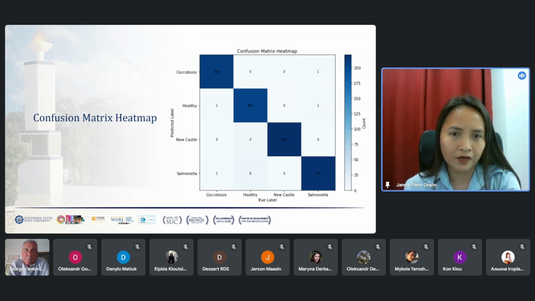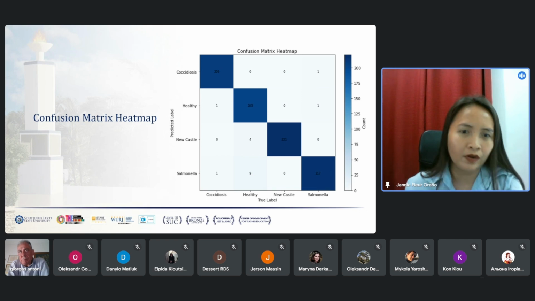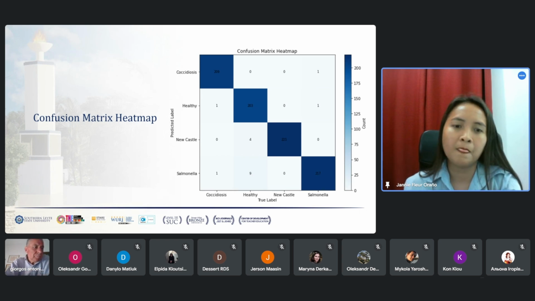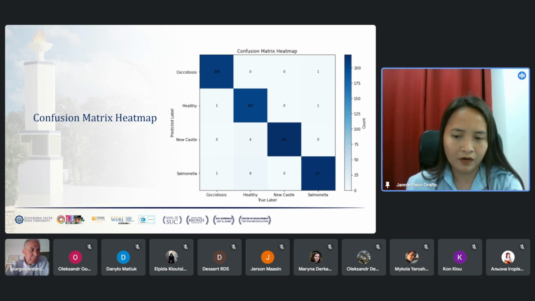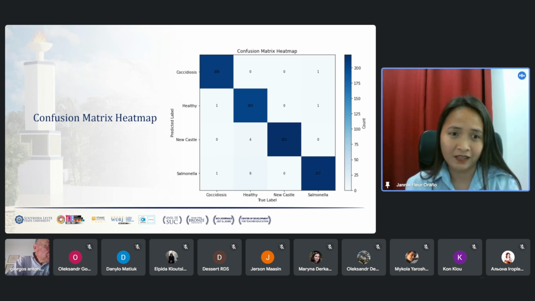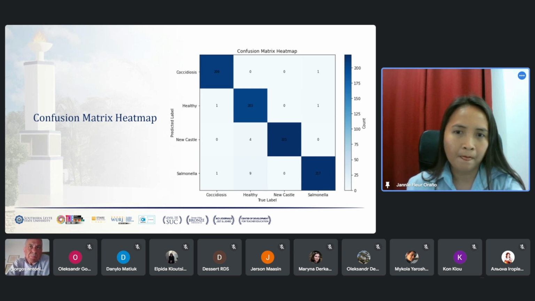The model correctly classified 209 instances of coccidiosis, but misclassified one. And the high number of misclassifications is observed with salmonella and healthy. Maybe because there are some instances wherein the healthy images also contain whitish parts, which are also present in the data sets for salmonella. But overall, the accuracy rate of the model using the testing sample is 98.04%.